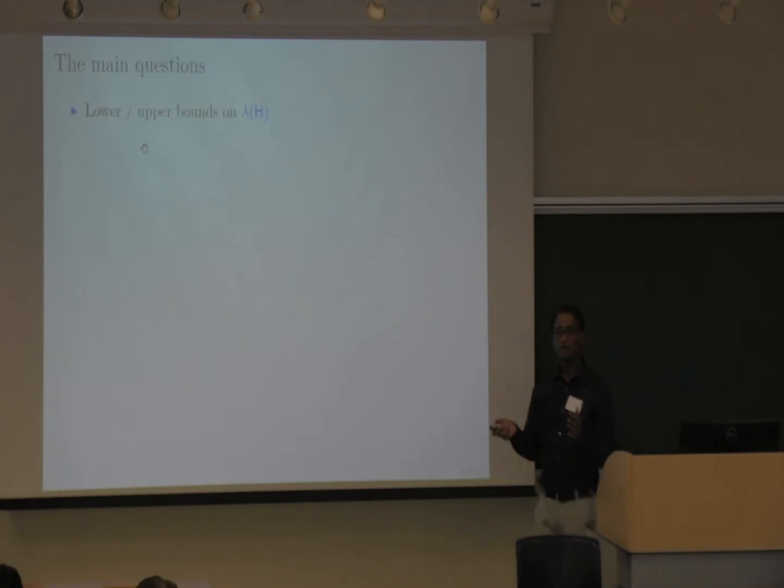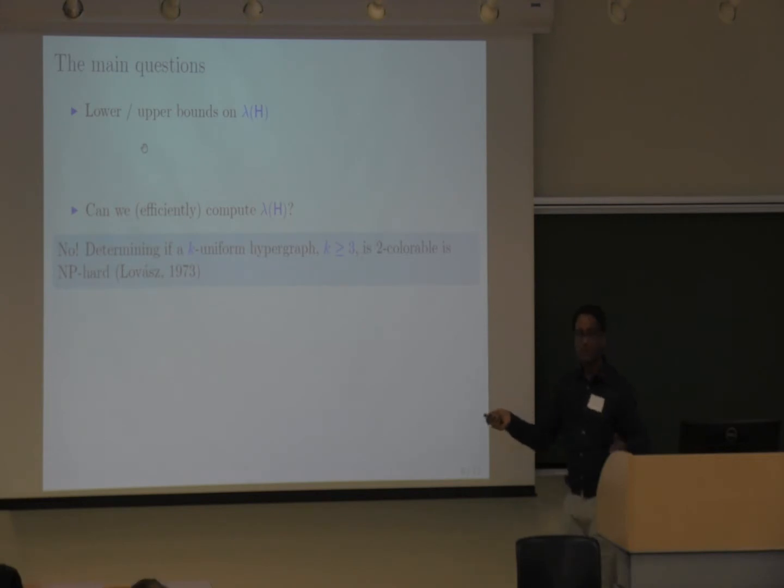So here are the main questions that we consider in this paper and try to answer. Lower and upper bounds on lambda edge: what can we say about this for various hypergraphs, in particular coming from geometry? Can we efficiently compute lambda edge? But that is already known. We cannot, as I mentioned. It is even NP hard to determine for a 3 uniform hypergraph if it is 2 colorable, meaning its lambda edge is equal to 2. So the next question would be, can we efficiently approximate it?